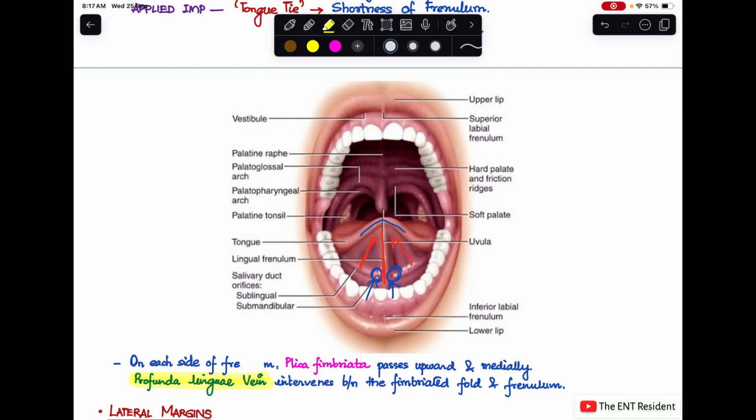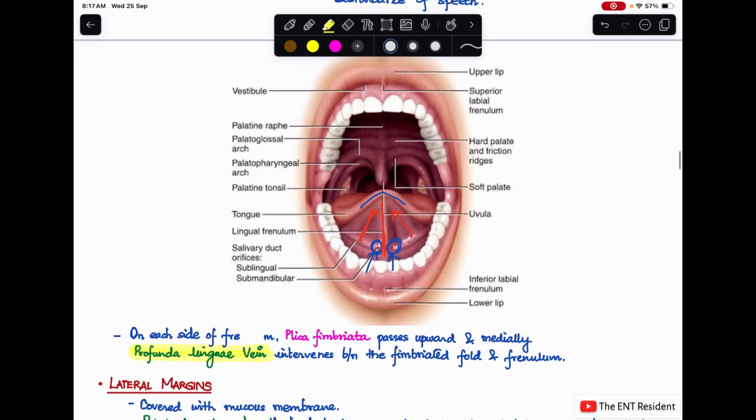So the important part is to remember the frenulum linguae and its clinical importance, which is tongue tie, leading to disturbance of speech. And secondly, the plica fimbriata, which passes upwards and medially. And in between these two structures is the profunda linguae vein.